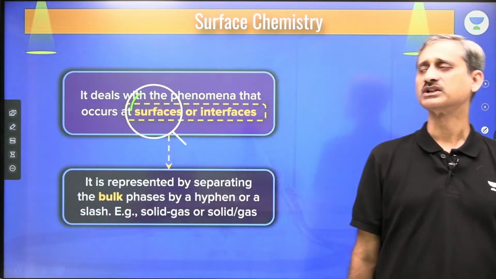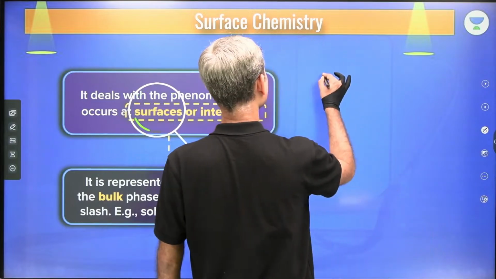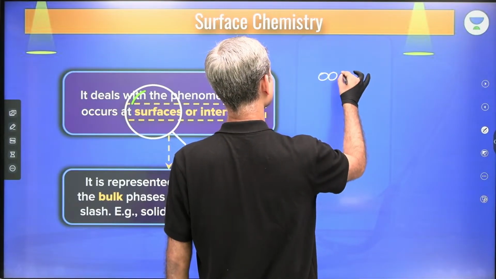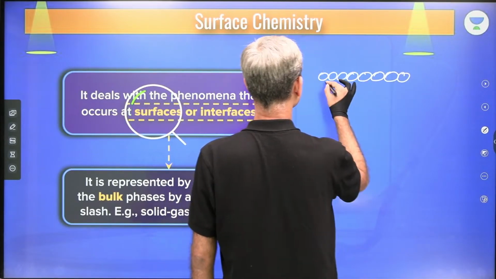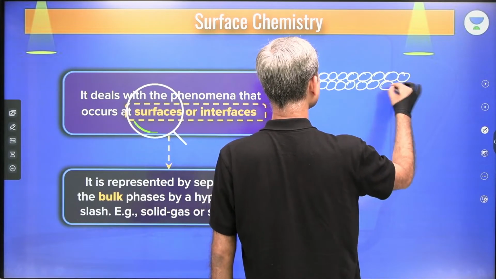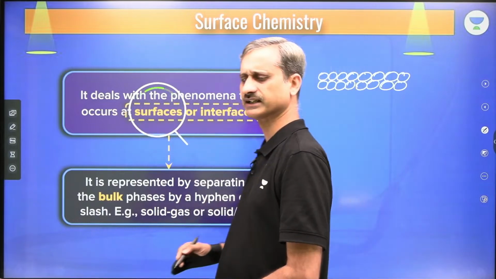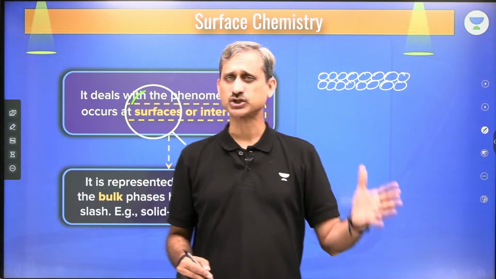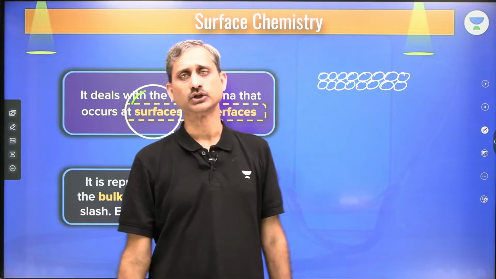So now when we talk about the surface, there is something about the surface. Let us say we have the particles which are joined together like this. Theoretically we say this is an infinite arrangement of particles, but actually infinity does not exist. There has to be some limit to the particles.